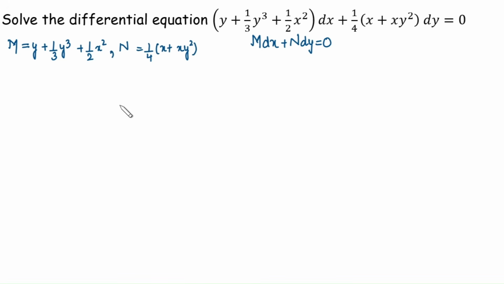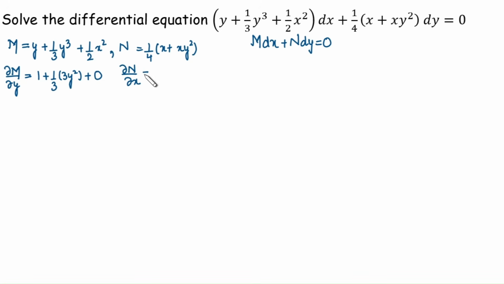After that, check whether this differential equation is exact. For exactness, we need to calculate the partial derivative of M with respect to y and the partial derivative of N with respect to x. What is the partial derivative of M with respect to y? Keeping x as a constant, that is 1 plus 1 by 3 y square, and in this case that is 0.